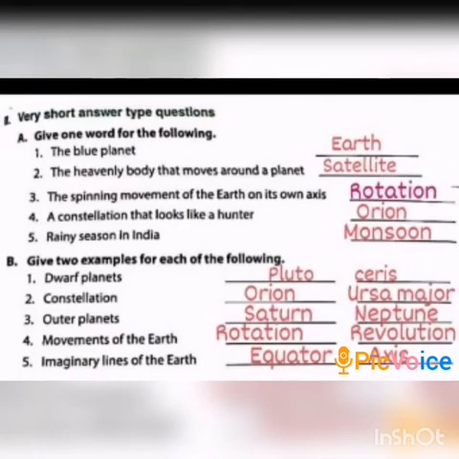Then fourth one, a constellation that looks like a hunter. The answer is Orion. Fifth one, rainy season in India. It is called the monsoon season.